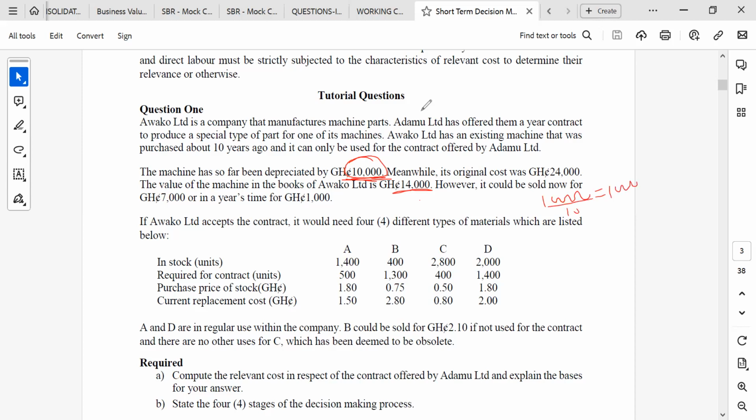And now our machine, our actual cost is 24,000. So what will be the useful life? The useful life will be 24 years.